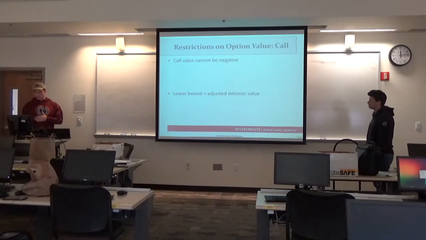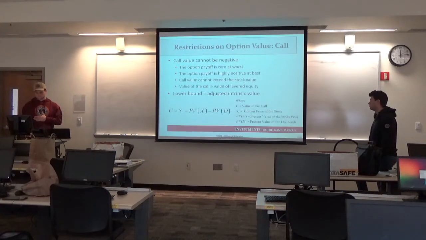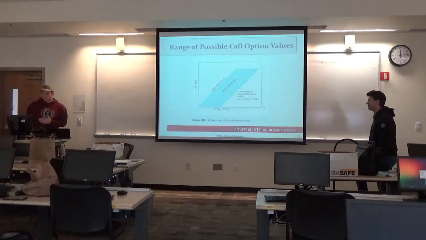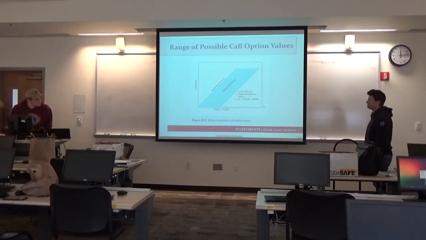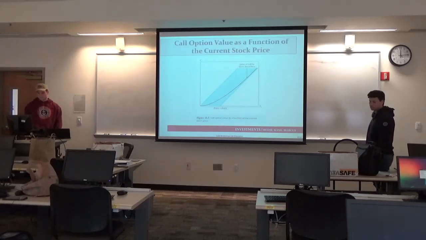The restriction on option call value: the call value cannot be negative. The lower bound equals the adjusted intrinsic value. Range of possible call option values. This graph demonstrates the range. It has call value on the y axis and the stock price on the x axis. This is the call option value as a function of the current stock price.